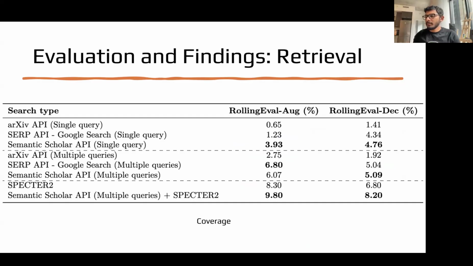So in this table, we show what the coverage was for all these different methods that I just talked about. Here, single query means that in that initial step of converting an abstract to keywords, we only construct one keyword-based search query. Whereas multiple queries would mean that from a single abstract, we construct multiple short search queries that we then feed onto these search engines.